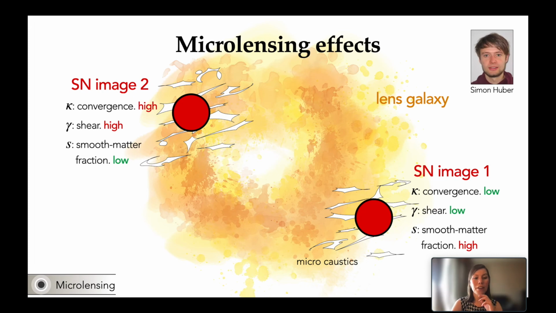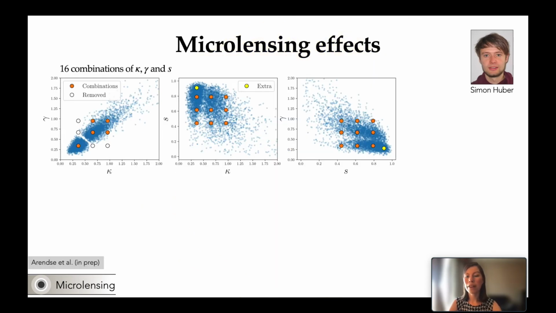So we're working together with Simon Huber, who has a pipeline for microlensing simulations. So he computes the microlenses and then the expanding supernova to calculate all the contributions. However, this is quite computationally expensive. And if we want to simulate a training set of like 50,000 objects, it's not really feasible. That's why we're using an approximate method where we selected 16 combinations of kappa, gamma, and S that occur often in our simulations, so they're representative of our data.